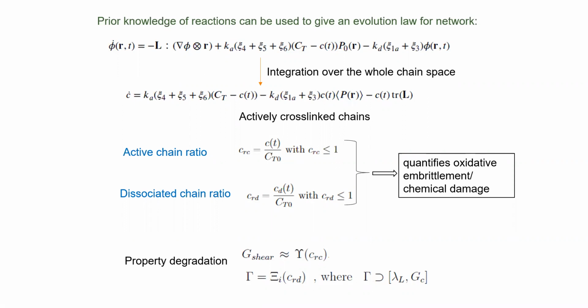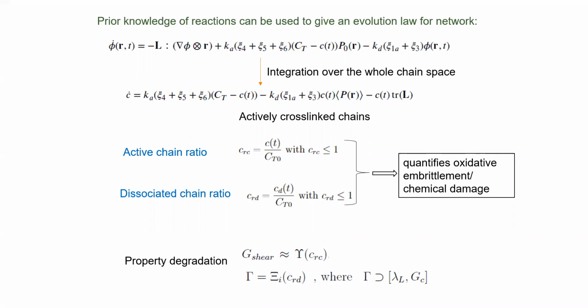That means the actively cross-linked chains are also changing, so clearly the material's properties are also going to be different, and this is how network embrittlement is happening. For that purpose, we introduce two ratios, the active chain ratio and the dissociated chain ratio, which can quantify the oxidative embrittlement or chemical damage due to oxidation in polymers. Then the property is just a function of these active and dissociated chain ratios.